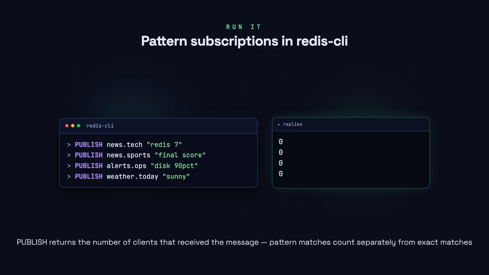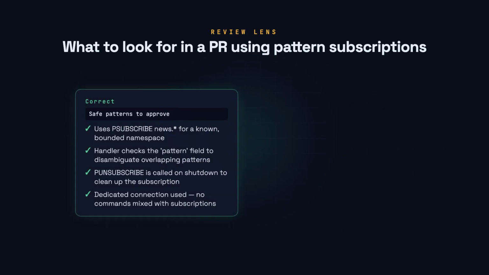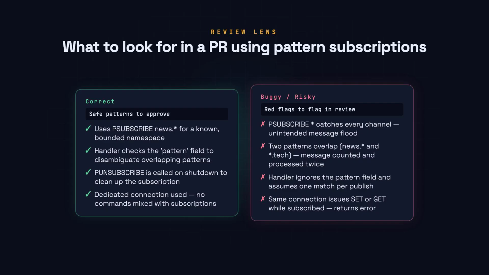In the second, publish to several channels and watch which client receives which messages and what the reply count tells you. When reviewing a pull request, check that the pattern is tight enough to avoid an accidental flood, that overlapping patterns are handled deliberately, and that the subscribed connection is never reused for regular commands.